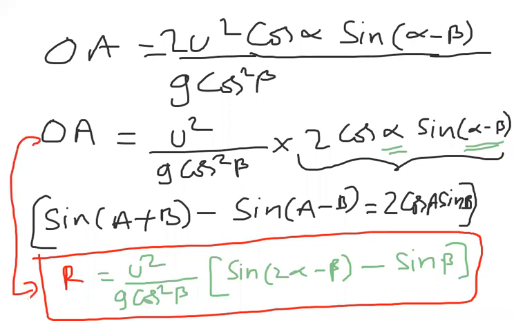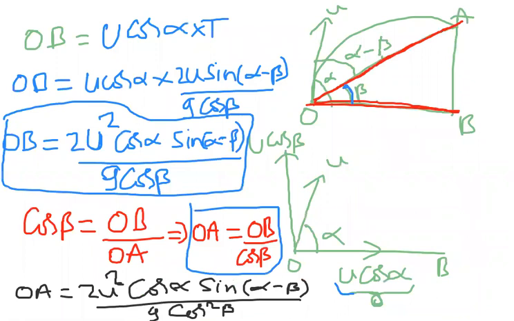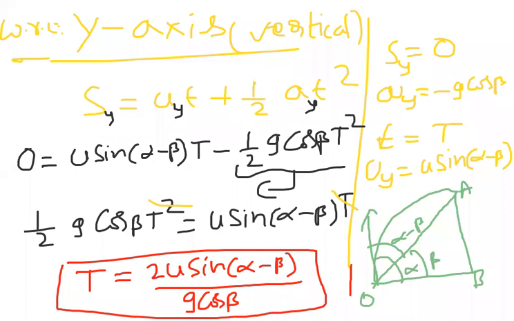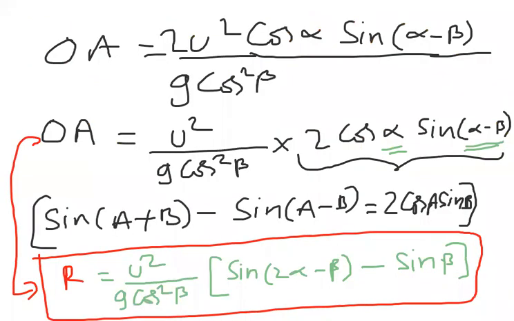So this is the range formula, and this is the time of flight formula. What is the time of flight formula, beta? In time of flight, we derived it as 2u into sine of alpha minus beta by g cos of beta. And the range formula is u square by g cos square beta into sine of 2 alpha minus beta minus sine beta. Remember, beta is the inclination angle.